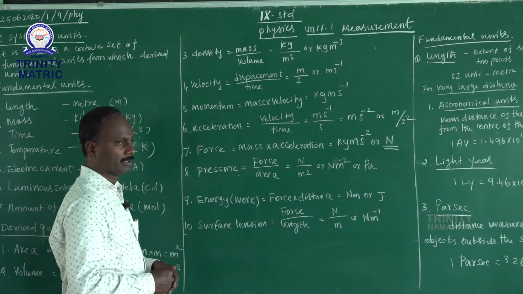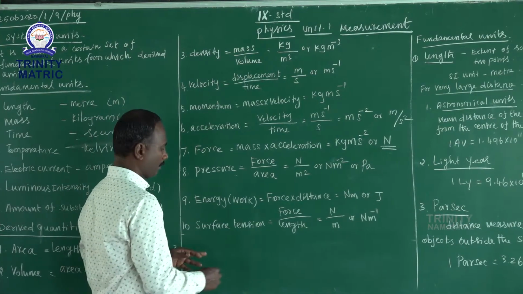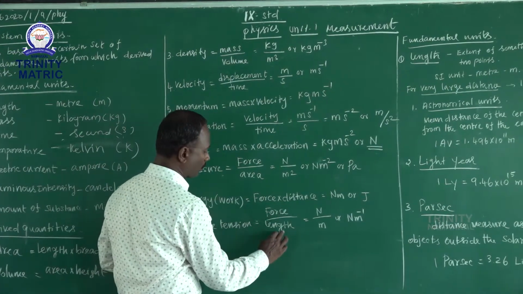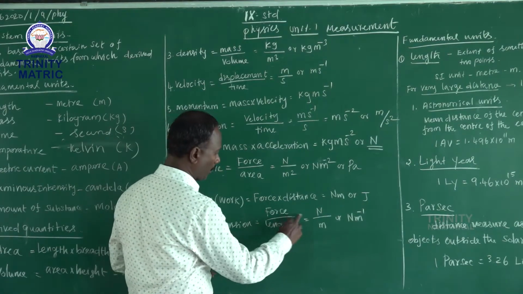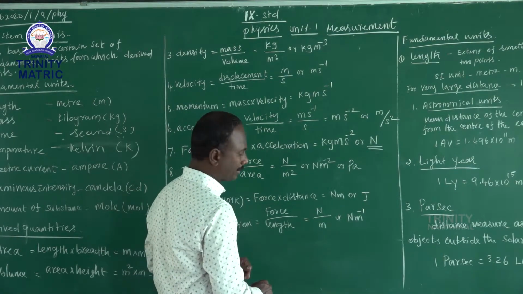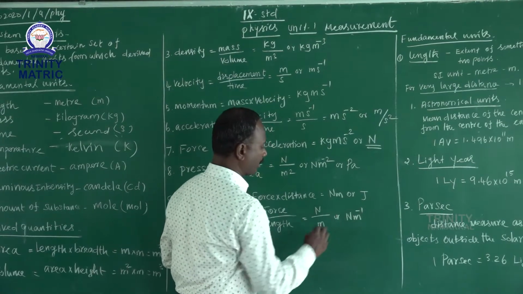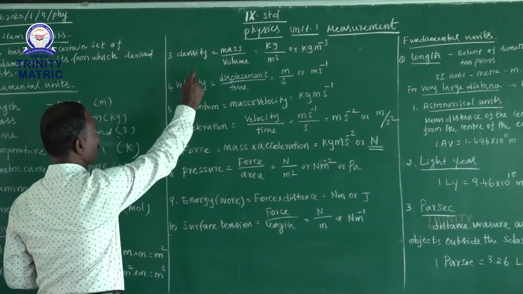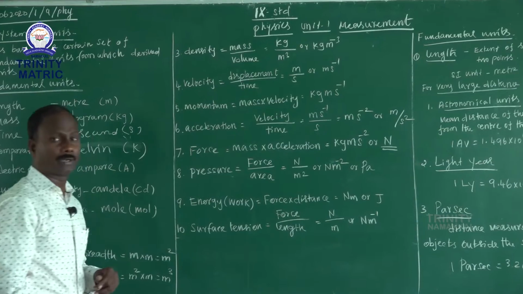So you will learn this in higher classes. Surface tension's formula is force per length. The unit of force is Newton, for length it is meter. So the unit is Newton meter minus 1. So all these quantities are called derived quantities.